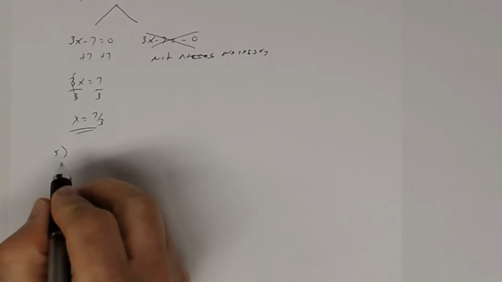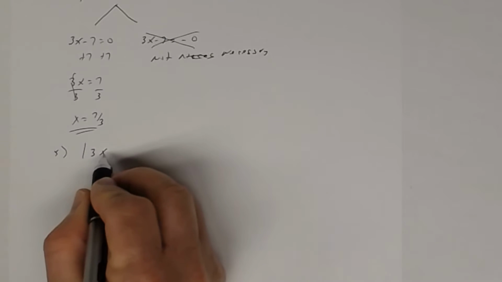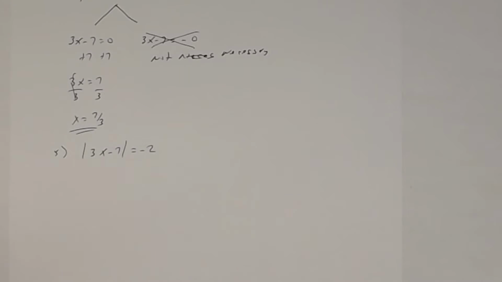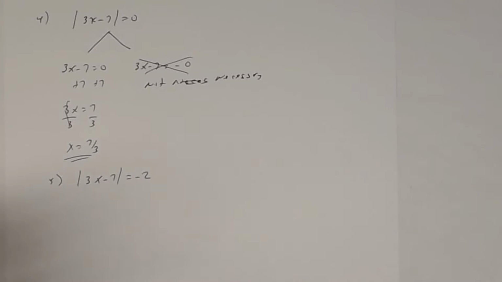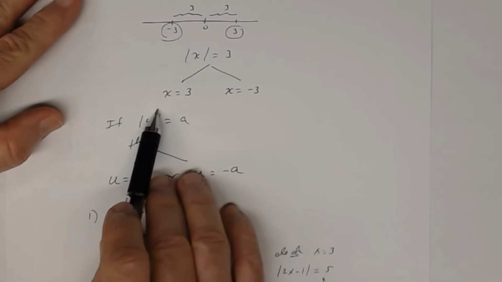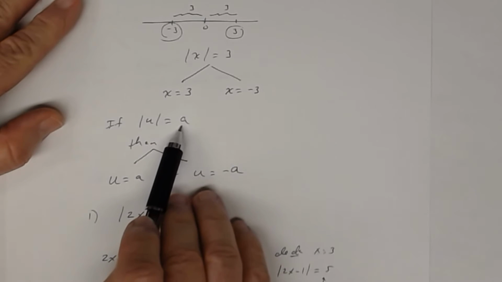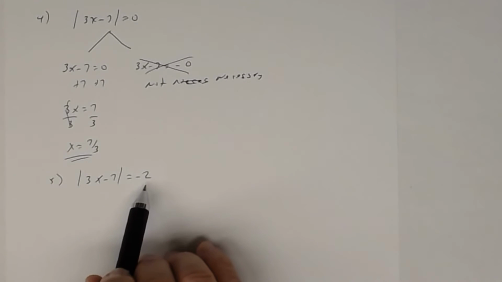All right, number 5, we have the absolute value of 3x minus 7 this time is equal to a negative 2. Okay, now, so remember we always said this, and let me go back to our original statement here. So when you have the absolute value of an expression equal a number, then that number needs to be positive or 0, right? So in this case, that number is negative.